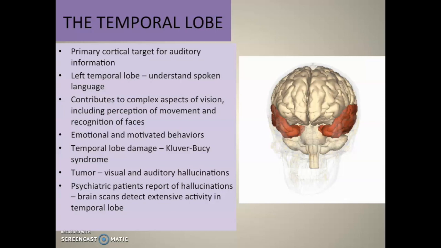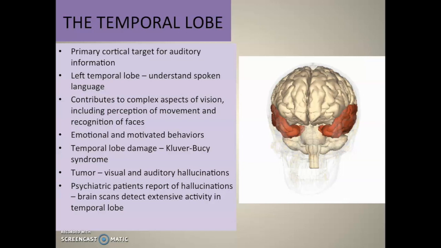So all of these are a few important things of Kluver-Bucy syndrome, which is actually noticed in a person with temporal lobe damage. A tumor in the temporal lobe also causes visual and auditory hallucinations. So this is a very important key feature. When there is a tumor, you tend to have auditory and visual hallucinations. So what are these hallucinations all about? Hallucination is basically you being able to perceive a certain sensory stimulus, say for example an image or an audio, when such a stimulus is actually not present. So that is one of the major deficits of the temporal lobe if there is a tumor.